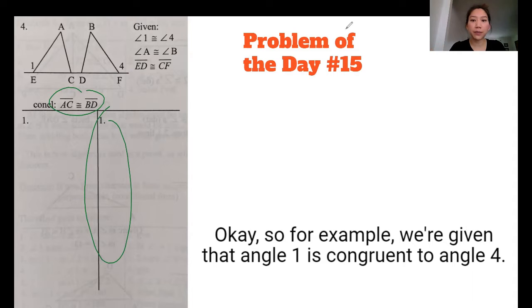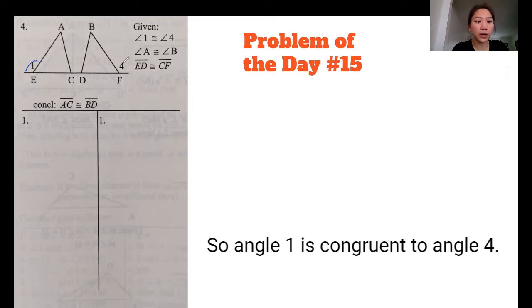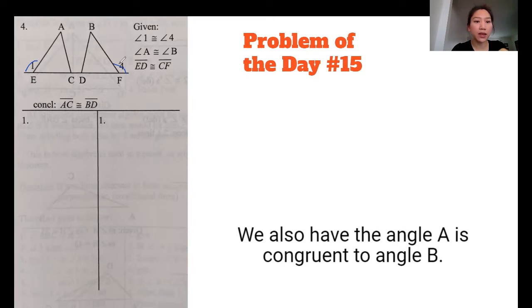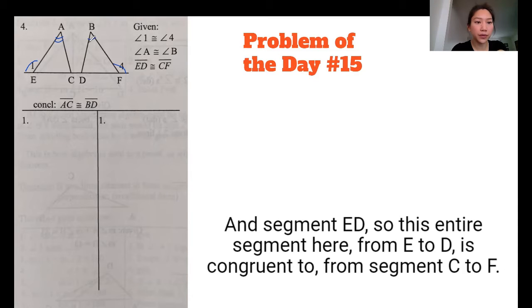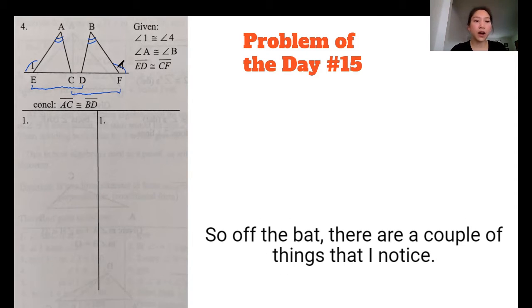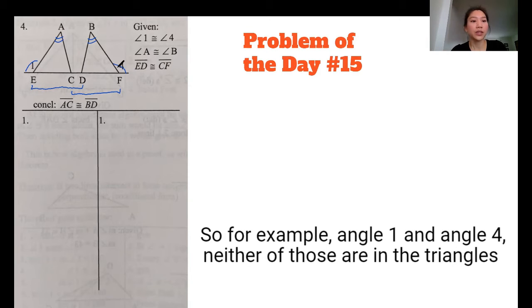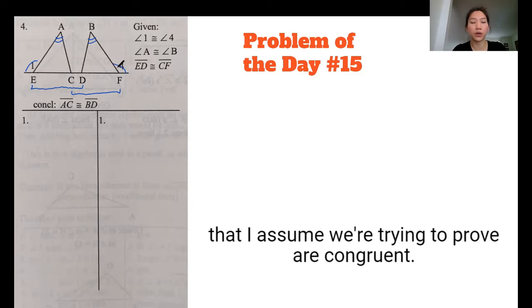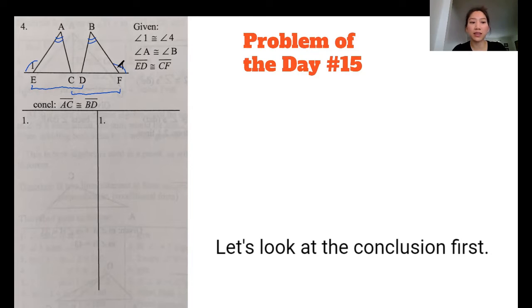So for example, we're given that angle 1 is congruent to angle 4. We also have that angle A is congruent to angle B, and segment ED, so this entire segment here from E to D, is congruent to segment CF. Off the bat, there are a couple of things that I noticed. Angle 1 and angle 4, neither of those are in the triangles that I assume we're trying to prove congruent. Well, actually, maybe let's look at the conclusion first.